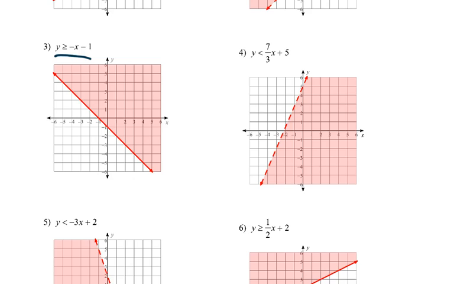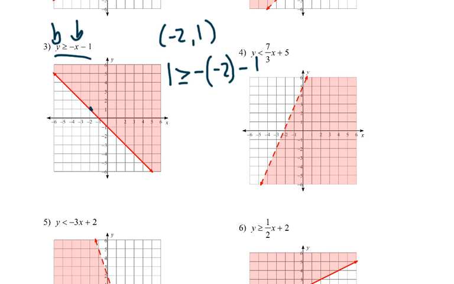If I took this and tested out this point -2, 1, for x I'd have -2, for y, 1. So I'd have 1 is greater than or equal to -2 minus 1. First negative from there, second negative from there. So 1 is greater than or equal to +2 minus 1, which gives us 1 is greater than or equal to 1. So see, on the line is where it's going to be equal. And in the shaded portion is where it's either greater than or less than, depending on the problem. So again, the dotted line, not a solution.